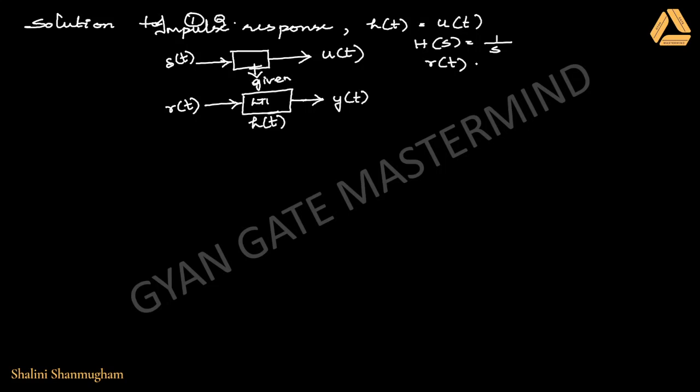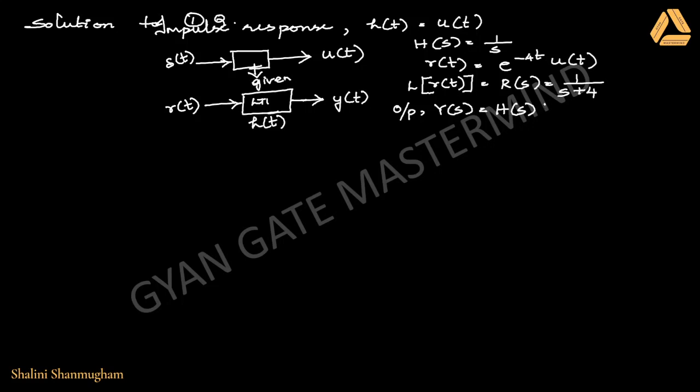R of t is given as e power minus 4t u of t. Taking Laplace transform, we get R of s equal to 1 by s plus 4, which you can find from the Laplace transform table. So the output y of s is given as h of s into r of s, which is 1 by s into 1 by s plus 4. So this is y of s.